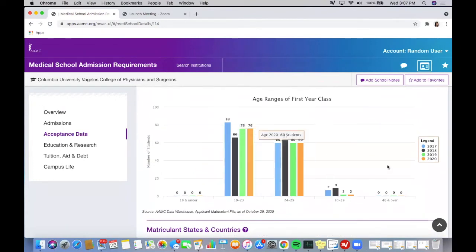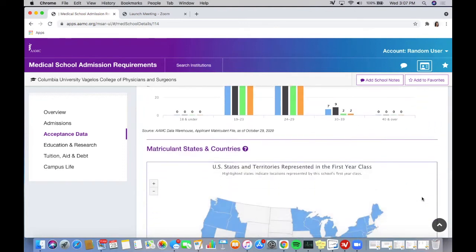And this is interesting, right? Because in 2017, 83 students were between 19 and 23, and in 2020, only 76 students were within that age range. And this sort of reflects the fact that students are taking at least one gap year. The majority are taking at least one gap year before applying to medical school.